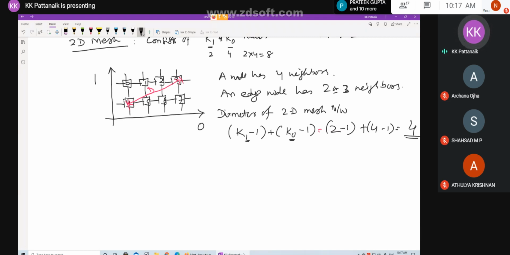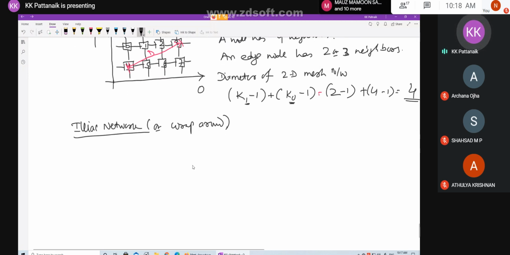Then what you see here is that if the edge nodes are to be connected, we call it a wraparound condition or wraparound situation, which leads to the iliac network. So we'll take a larger network here.